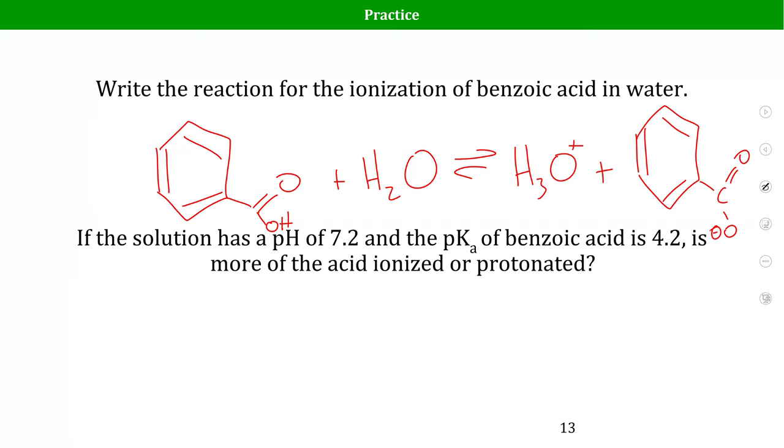So the acid-base reaction, again, makes it really easy to see your conjugate base, right? Because it's the same exact molecule missing an H+. So if the solution has a pH of 7.2 and the pKa of benzoic acid is 4.2, is more of the acid protonated or deprotonated?